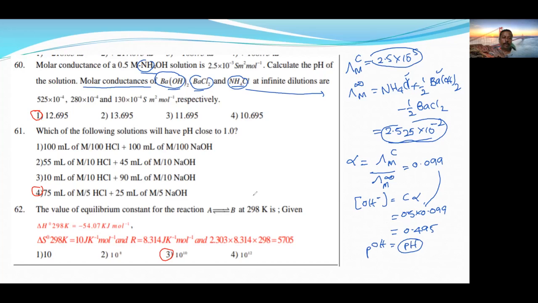So the answer will be according to calculation. After calculation, it will be 12.695. I am getting 12.695. You yourself can also try. This is the concentration. When you apply negative log, you will get pOH. When you apply 14 minus pOH, then you will get the pH. So take a screenshot, then we will go for the next question.